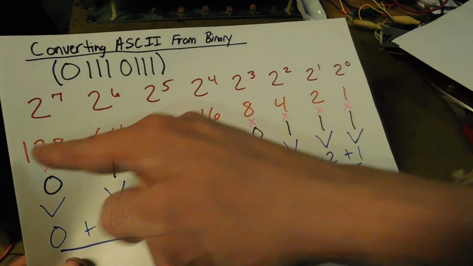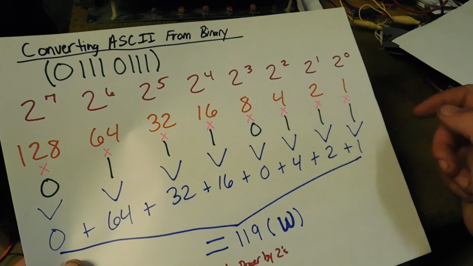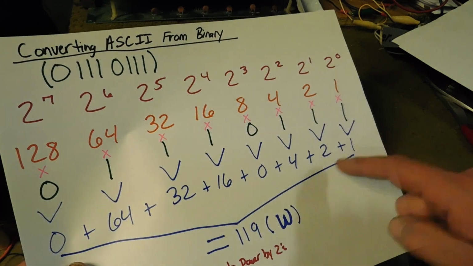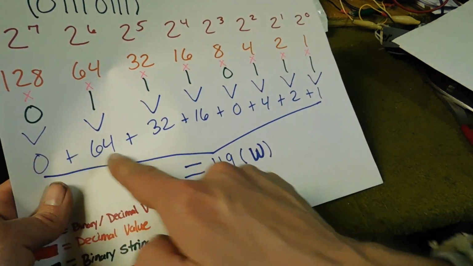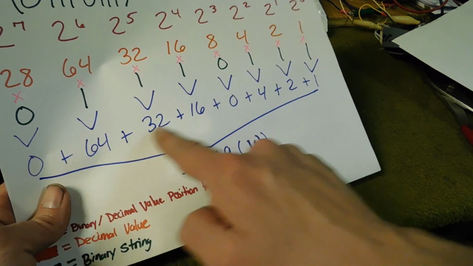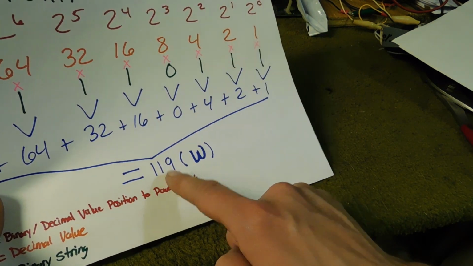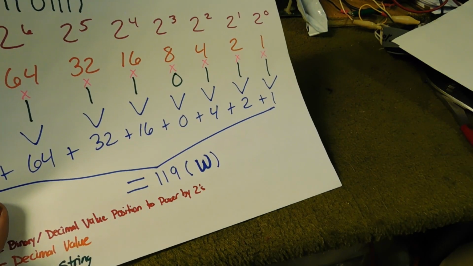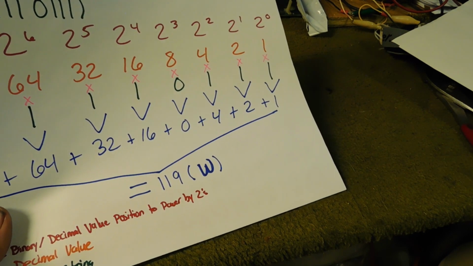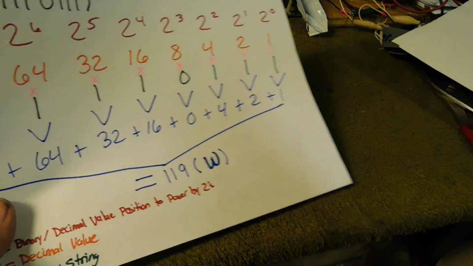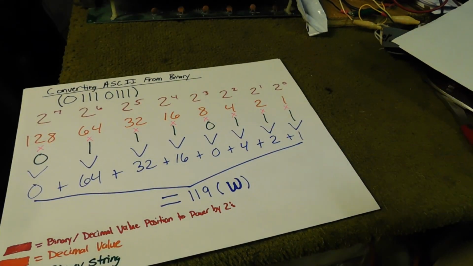And then you'll multiply your decimal values by your actual binary string. And then you'll take all your answers from that multiplication and add them together. And whatever you get, you take that number and look at your ASCII code conversion, and you'll find what letter or symbol it represents. And I'll be 100% honest with you here.